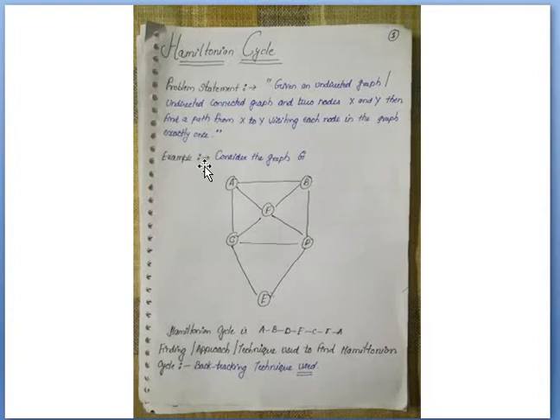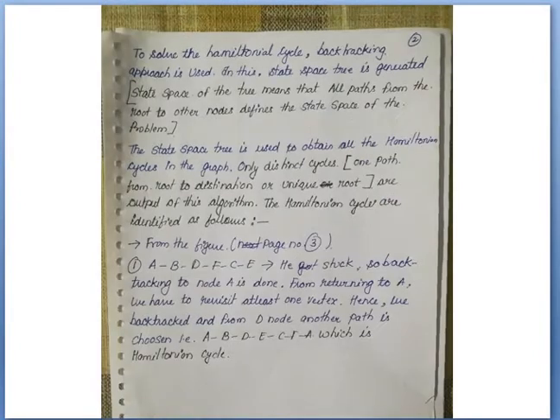So what approach or technique are we going to use in order to find the Hamiltonian cycle? Here, in order to get the solution, we are using the backtracking technique or backtracking method. To solve the Hamiltonian cycle, the backtracking approach will give an effective solution.